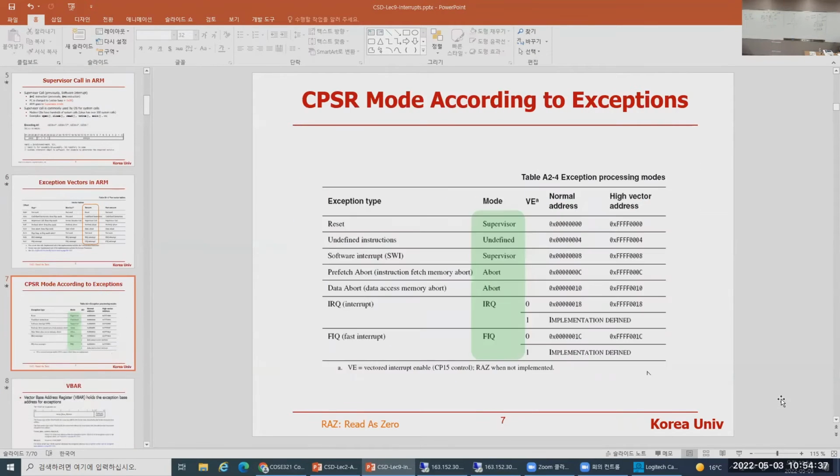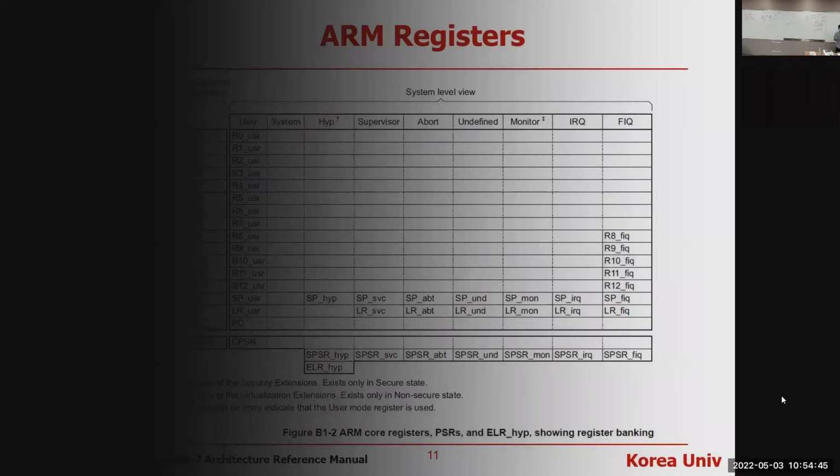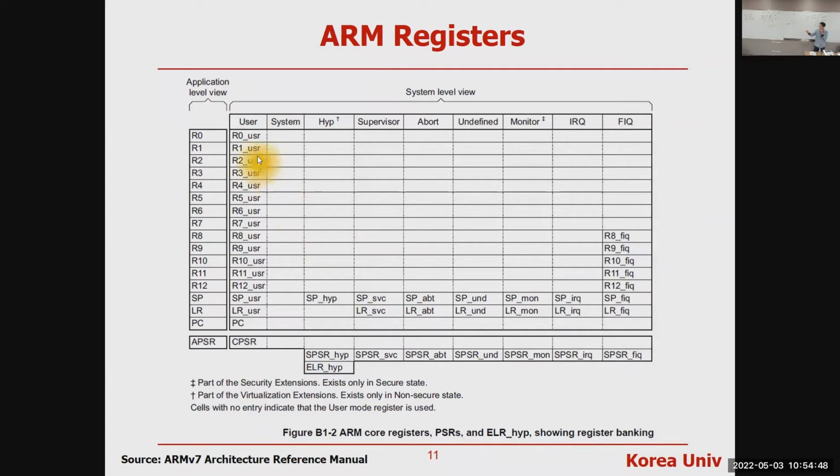Let me refresh your memory. There are 9 different operating modes. Remember this slide? User mode, system mode, 1, 2, 3, 4, 5, 6, 7, 8, 9. So if IRQ happens, the CPU will go to IRQ mode. If FIQ happens, the CPU will go to FIQ mode. And if a software interrupt happens, you execute SVC, then the CPU will go to supervisor mode.